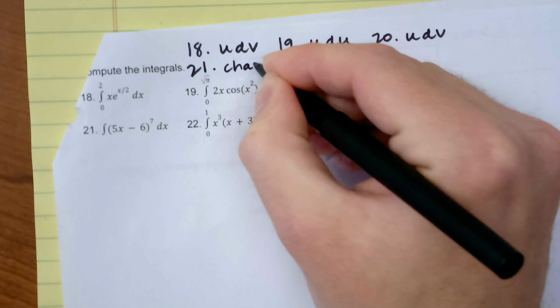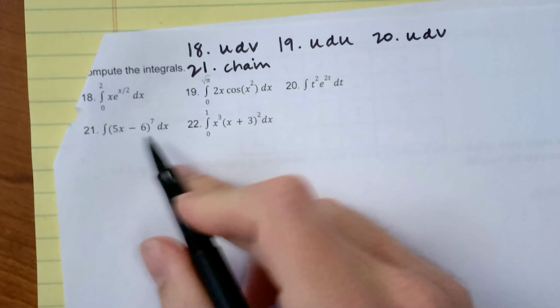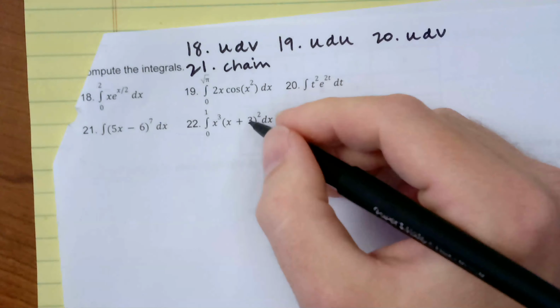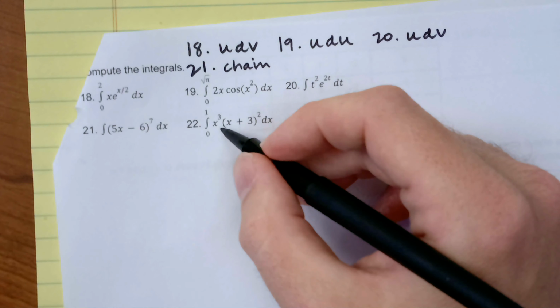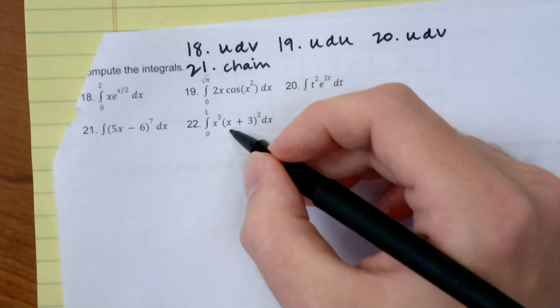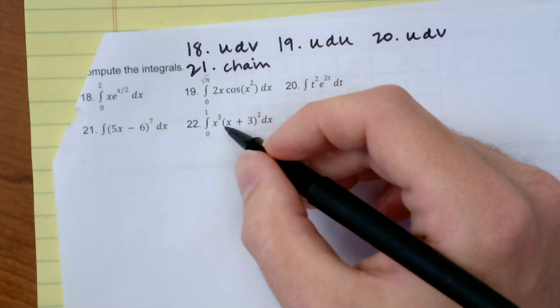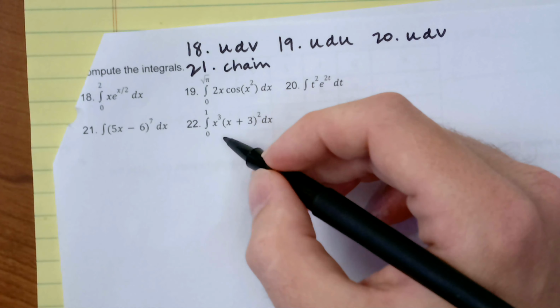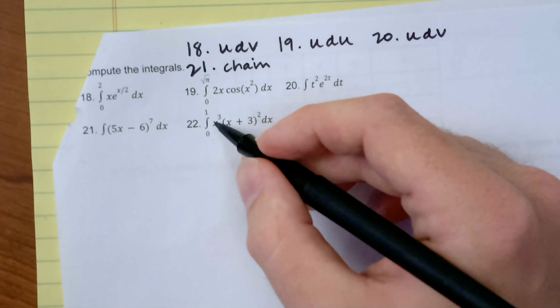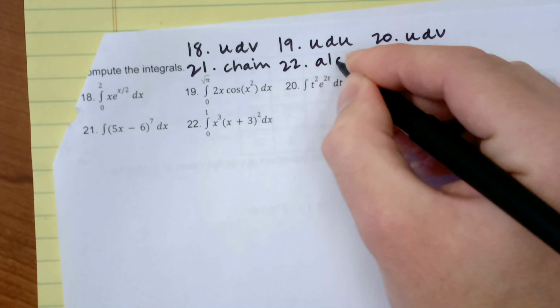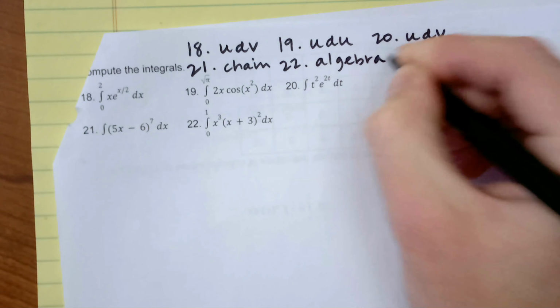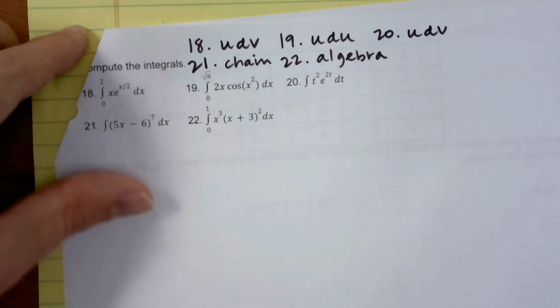21, I'm just going to try to reverse engineer the chain rule. We already did one of those. And then, I'm not seeing anything as the derivative of something else. It's kind of close. Plus, it's not going to be UDV because these are both algebraic. I'm going to need to use algebra on number 22. Okay, so that's my strategy right now. And then I've got a few more after that.